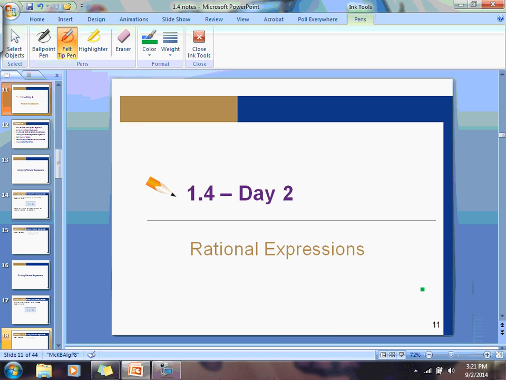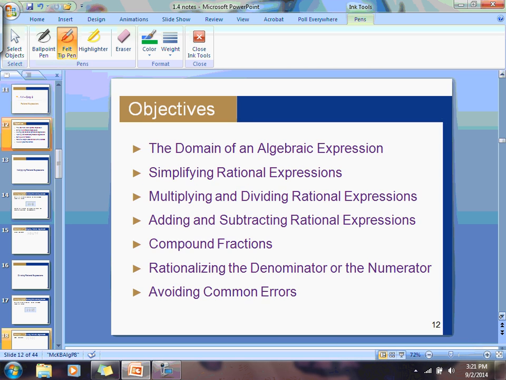These are the notes for section 1.4, day 2, entitled Rational Expressions. Yesterday we talked about domain and simplifying rational expressions. So today we're going to talk about the next two objectives there, multiplying and dividing, and then adding and subtracting rational expressions.